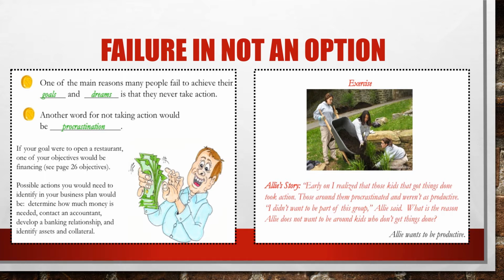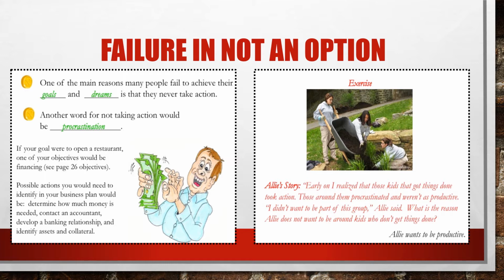So one of the main reasons many people fail to achieve their goals and dreams is that they never take action. So make sure you're taking action. It is a very important part of your goal setting. And another word for not taking action would be procrastination. And a lot of people tend to procrastinate our goals, our dreams, anything that we want to do because of either the excuses, the limiting beliefs, or those negative influences. So a great part is action.